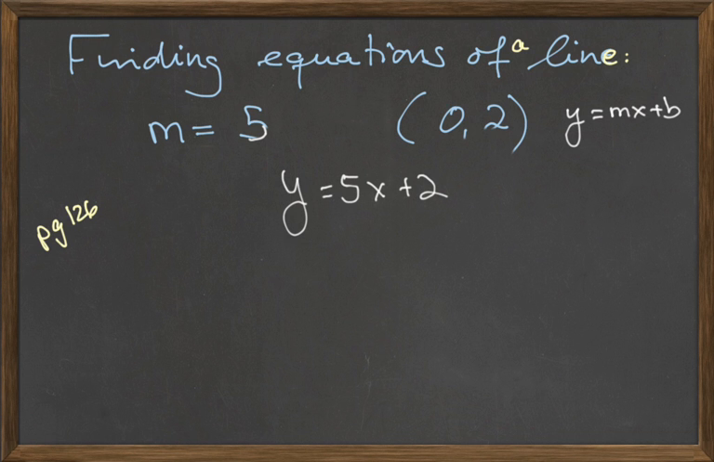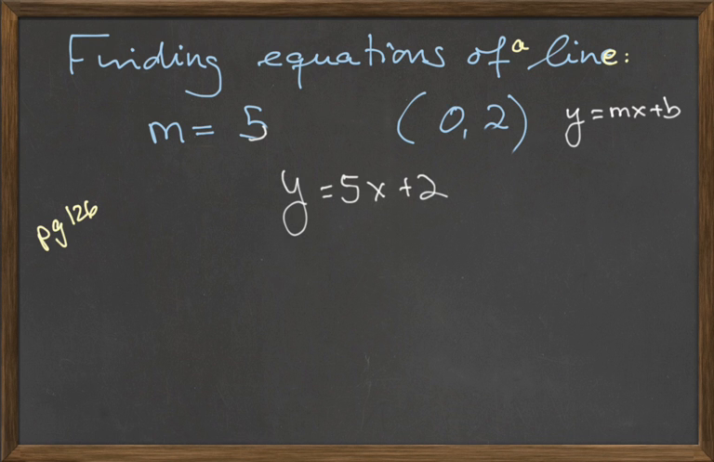But what do you have to do again? You have to know what you're looking at. This is a y-intercept and a slope. M is 5 and b is 2.